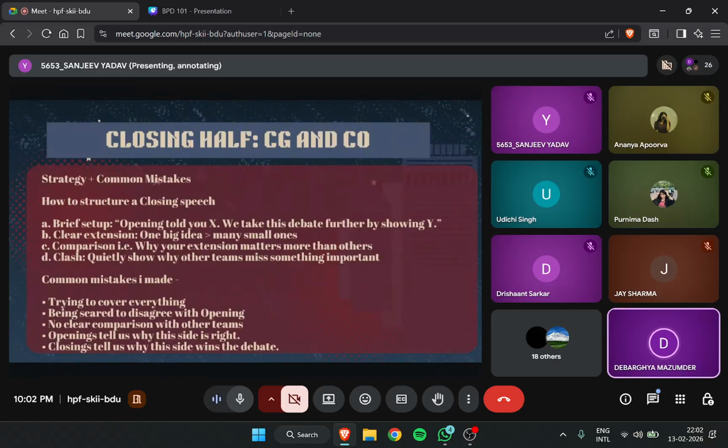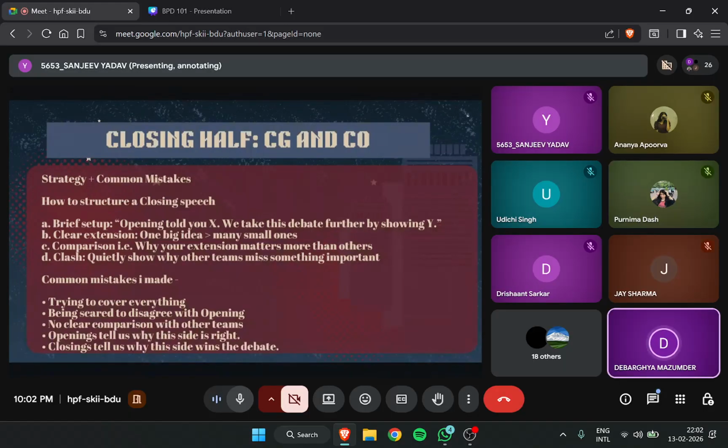Sanjeev, next slide. Thank you. That means what are the things that are being considered in closing speeches? Simply, you need to understand how you structure your closing speech. You have to do it on four metrics. A, you have to brief the entire setup. How does that work? Opening told you this, XYZ point. We take this debate further by showing that PQRS. That means you are entirely different, proving what opening said wrong. That means you are bringing a clear extension. That means you can't simply say a one-liner extension in your speech.